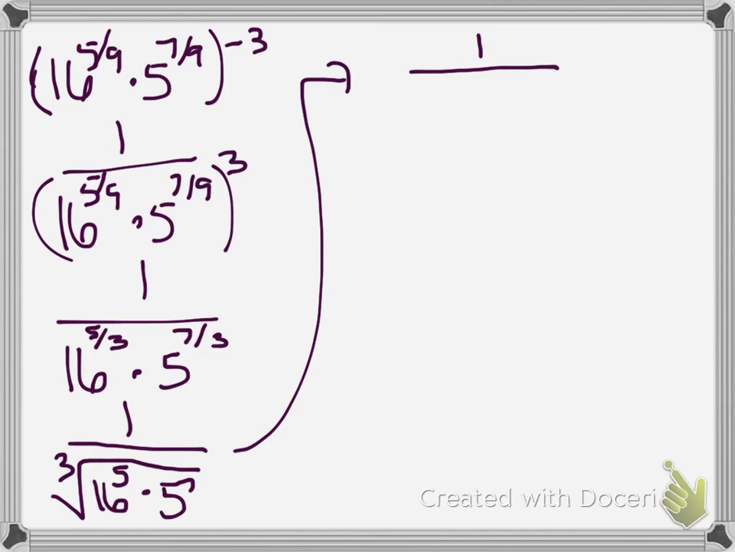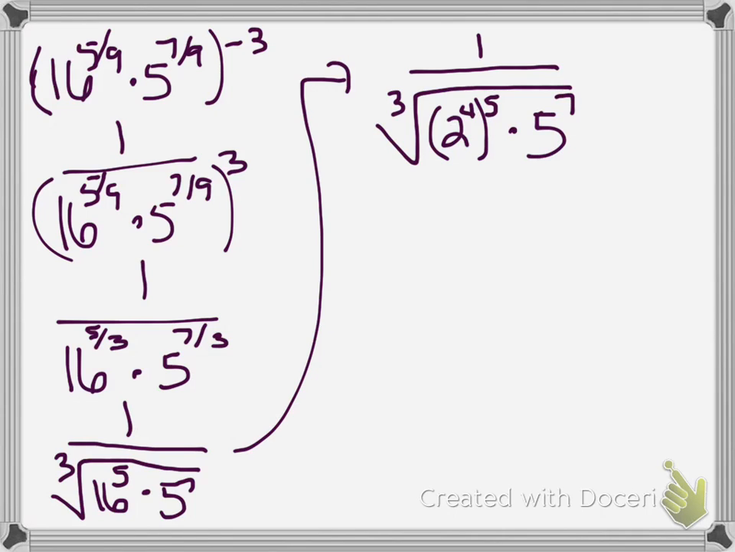Now, when we take the cube root of 16 to the 5th, well, let me try this tactic. This might make it a little bit simpler. Can you guys agree with me that 16 would be 2 to the 4th power? So therefore, 2 to the 4th to the 5th will become 2 to the what? 20. Thank you.